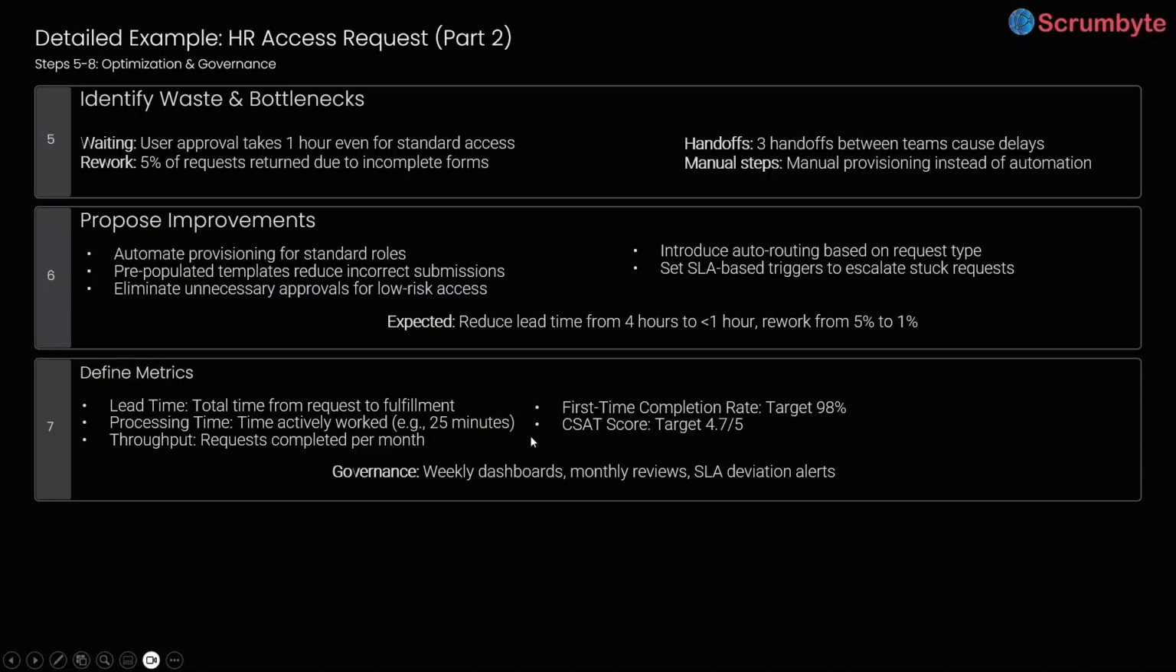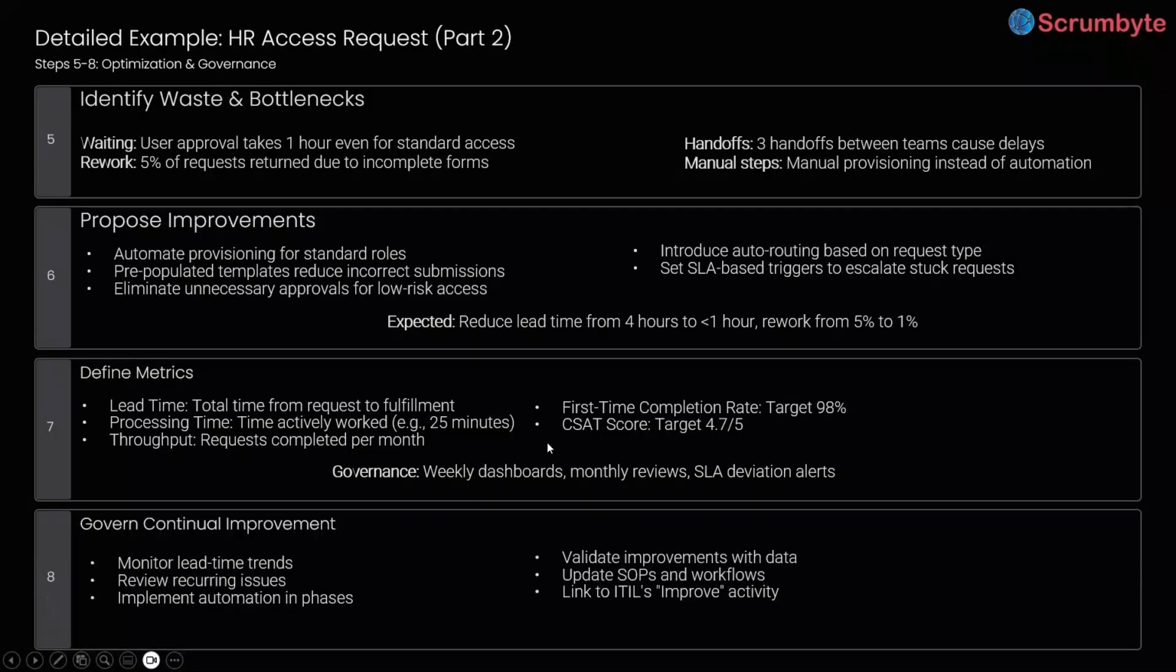Here, define some metrics: lead time, processing time, throughput, first time completion rate, what is the CSAT score. So these are the different types of metrics that you need to have. Then obviously the continual improvement, monitoring all these things, lead time trends, reviewing recurring issues, implementing automation, and so forth. So these are different things that you can look at. So I think this is a full example of how you can do a request.